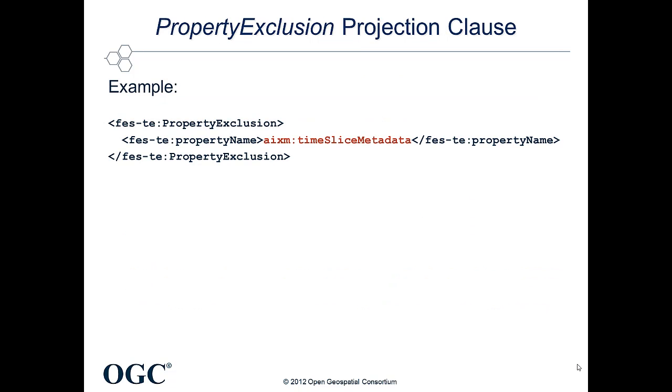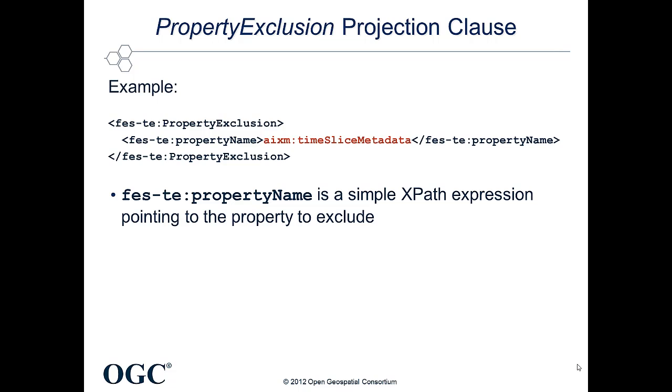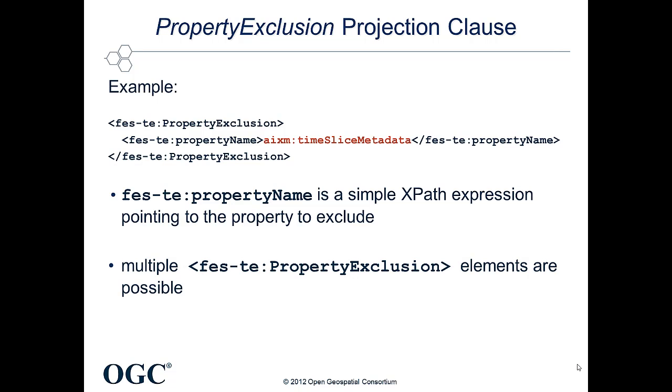The property exclusion projection clause allows the client to specify a property it does not want to see in the response. It takes a simple XPath expression pointing to the property to exclude. Here all time-slice metadata properties are removed. To exclude multiple properties, multiple projection clauses can be used.